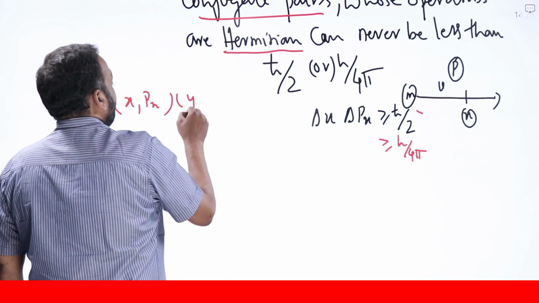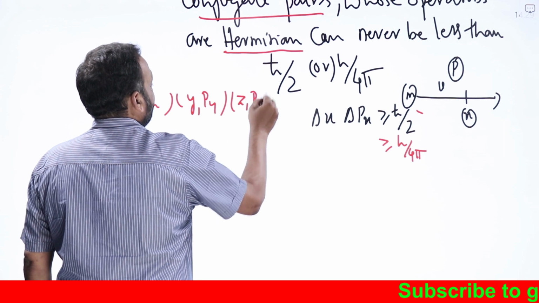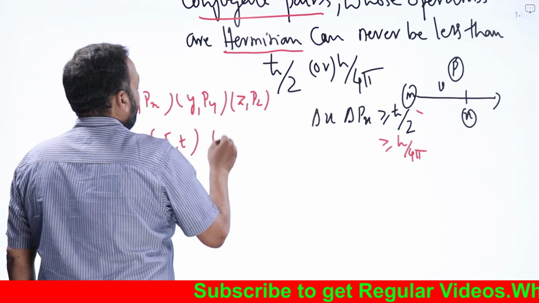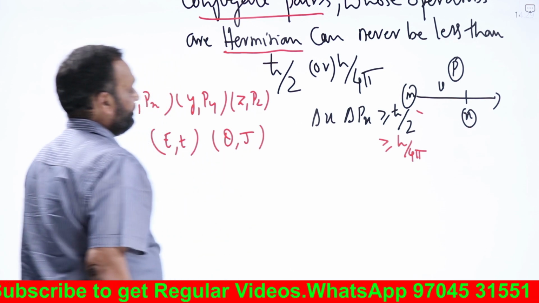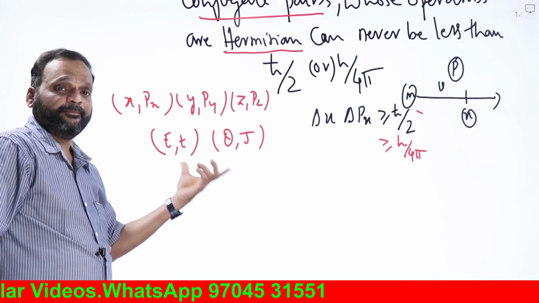Okay, y comma py, right, z comma pz, right, energy comma time, and angle comma angular momentum J. These 5 pairs are canonically conjugate pairs.